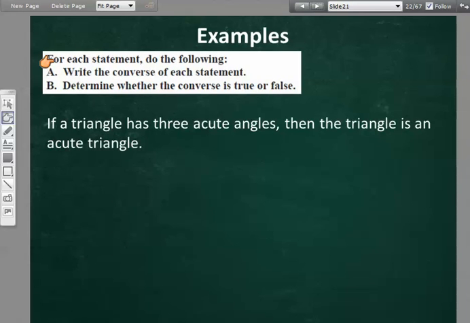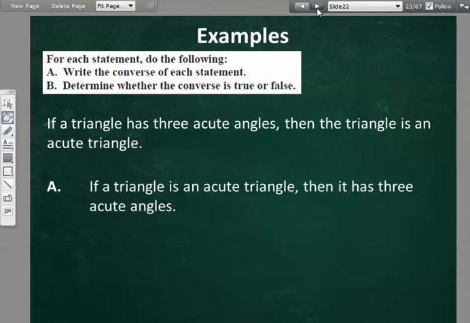Here's another example. It says for each statement do the following. Write the converse of each statement and determine whether the converse is true or false. This says if a triangle has 3 acute angles, then the triangle is an acute triangle. Okay, so let's write the converse. If a triangle is an acute triangle, then it has 3 acute angles. See, all I did was flip the hypothesis and conclusion.